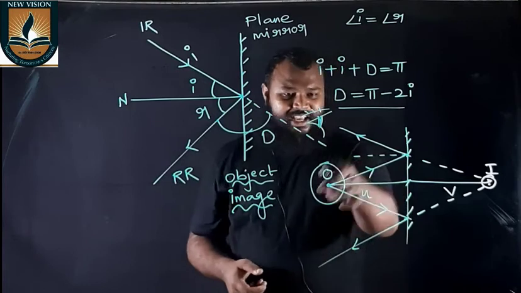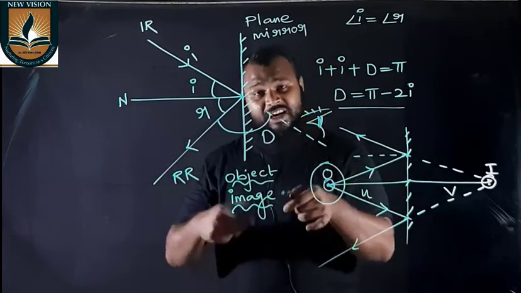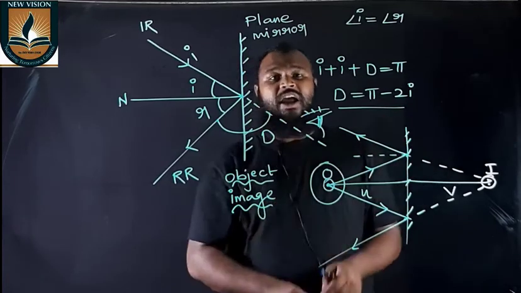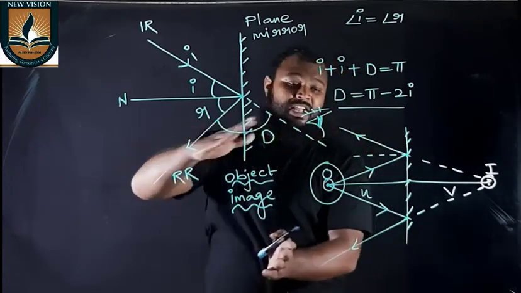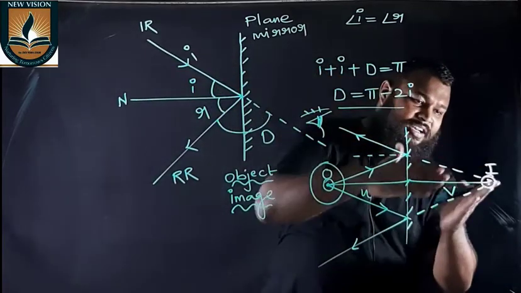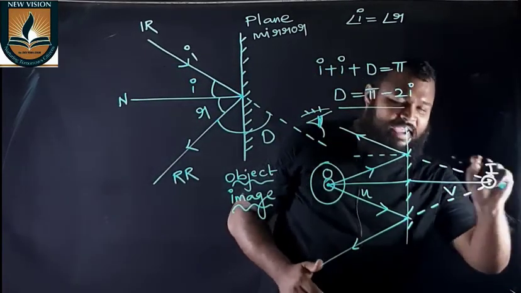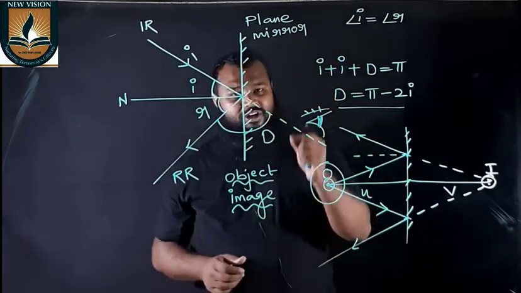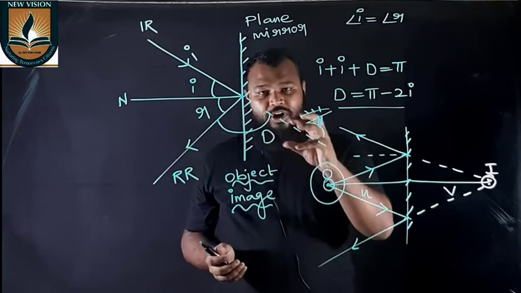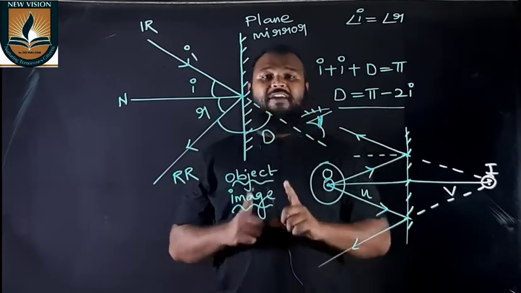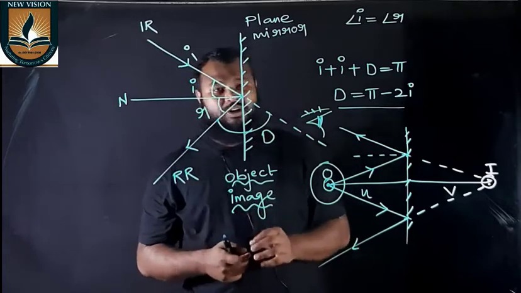In this case, this is the object, which is a real object because light rays are actually starting from that point, and after reflection the light rays are diverging. We are extending them back to meet at this point, so this is the image and it is virtual. A virtual image is formed by joining the extended reflected rays. If they really meet, that is a real image. If we extend, that is called a virtual image.